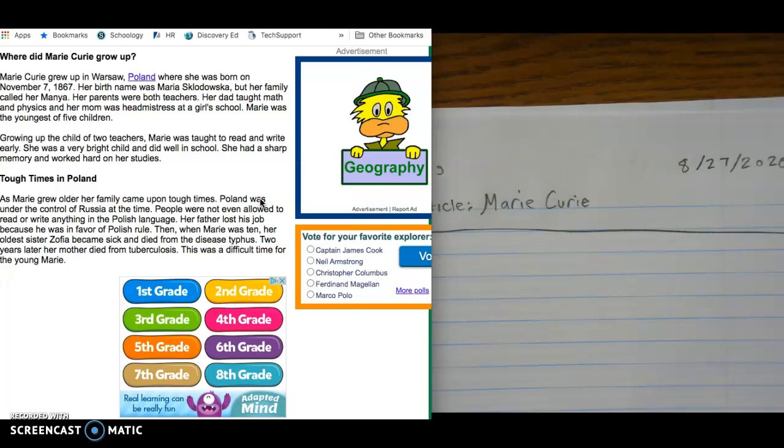Marie Curie grew up in Warsaw, Poland, where she was born on November 7th, 1867. Her birth name was Maria Sklodowska, but her family called her Mania. Her parents were both teachers. Her dad taught math and physics, and her mom was headmistress at a girls' school. Marie was the youngest of 5 children. Growing up the child of 2 teachers, Marie was taught to read and write early. She was a very bright child and did well in school. She had a sharp memory and worked hard on her studies.